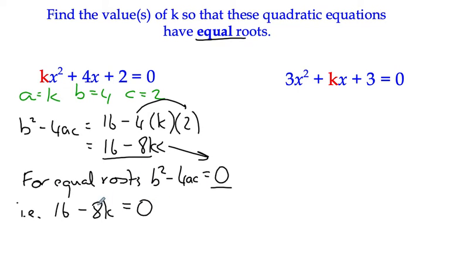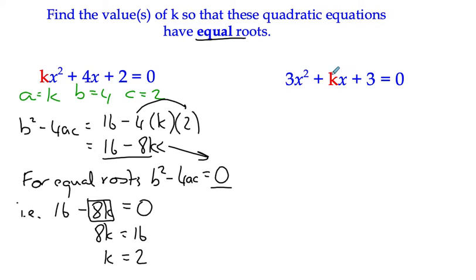You can solve that in whatever way you want. 16 minus something is 0. It means 8k is equal to 16, which means that k is equal to 2. Okay, there's only one value of k, and that is the value that we need for the equation to have equal roots. In other words, one solution. Let's have a look at the second one here.